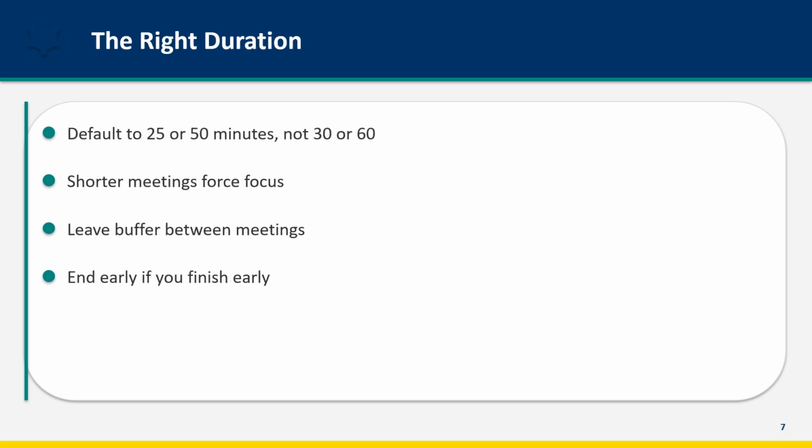Default meeting lengths of 30 and 60 minutes are arbitrary. Try 25 or 50 minutes instead. The shorter duration forces focus and leaves buffer time between meetings for people to catch their breath. Work expands to fill available time. Shorter meetings often accomplish just as much as longer ones because participants stay focused. And if you finish early, end early. Don't fill time just because it was scheduled. Giving people time back builds goodwill.